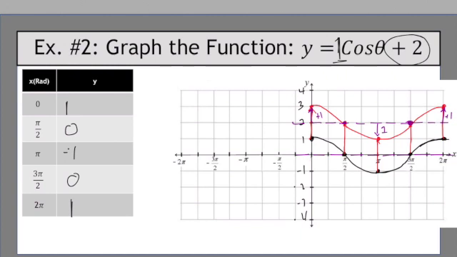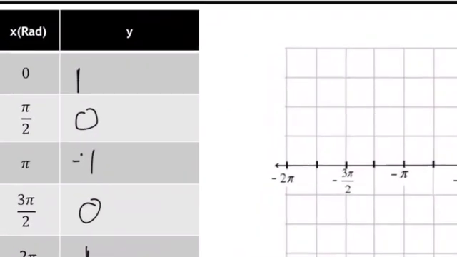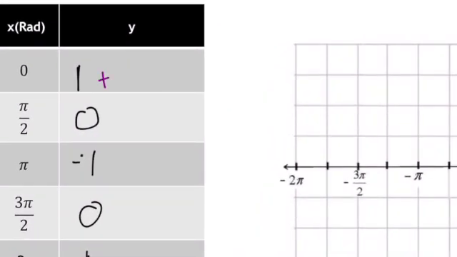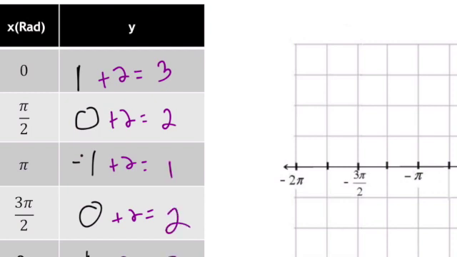Another way to do it is we can also just take our y values and we can add 2 to them as well. And if you notice, we did the exact same thing with the amplitude, right? I multiplied all my y values by whatever the amplitude was in the last example. So that's why in this week's lesson, we're only focusing on what affects the y values. So now this is going to become 3, this becomes 2, this becomes 1, this is 2, this is 3.